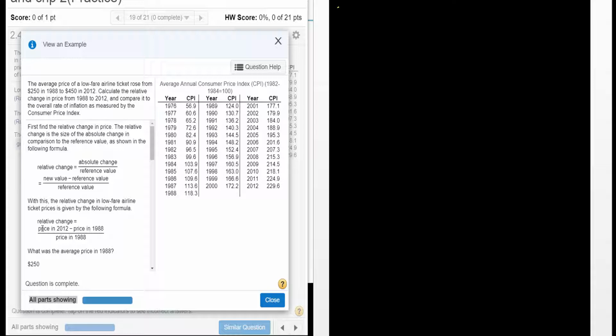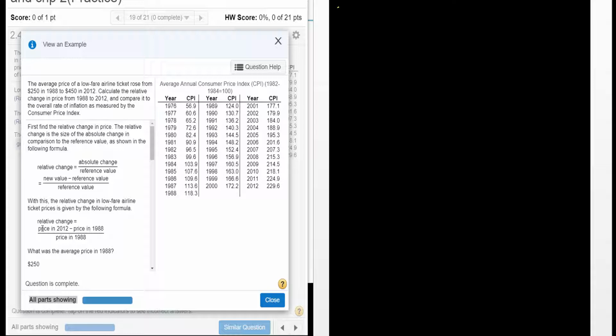So the first thing they want us to do is find the relative change in price. The relative change in price is the absolute change in comparison to the reference value as shown in the following formula. So what they're looking at here is the amount of the price change between 1988 and 2012 divided by the original price in 1988.